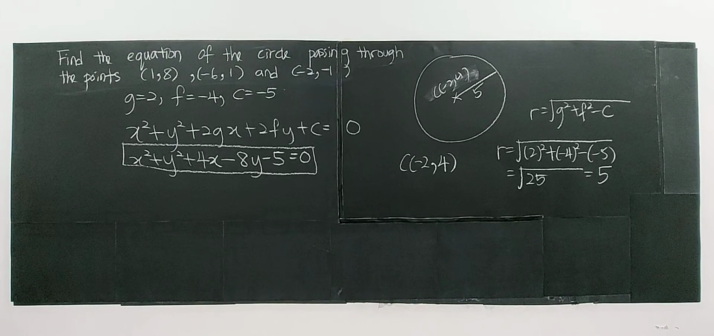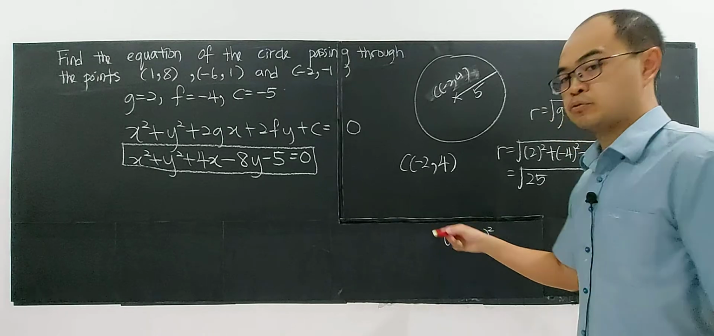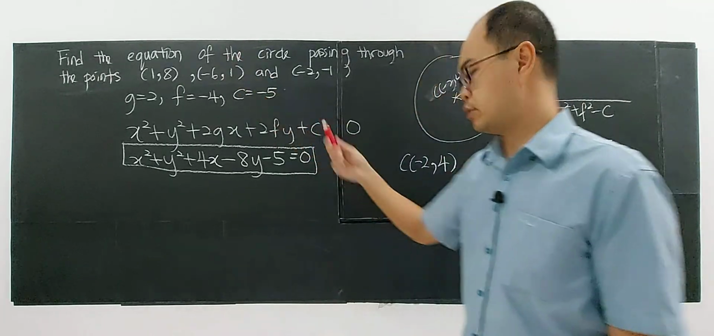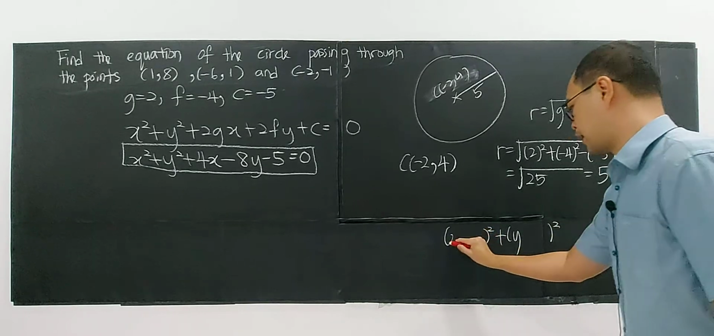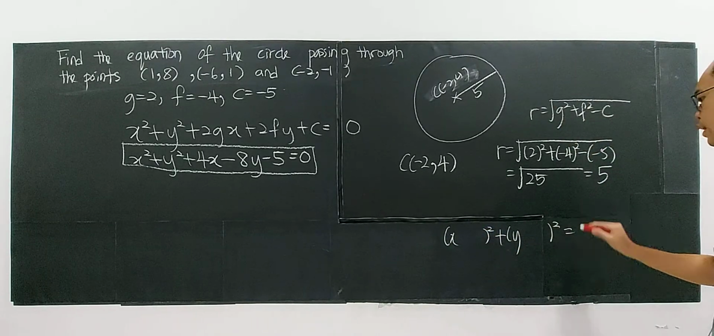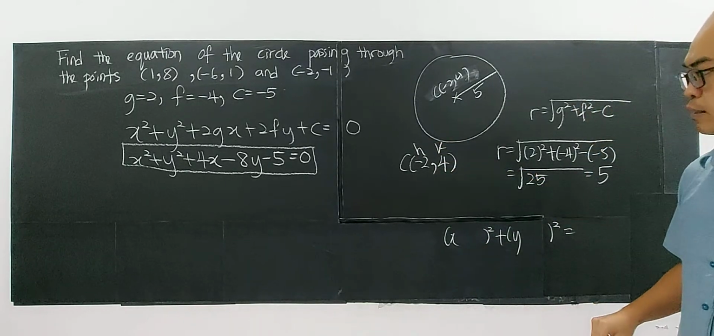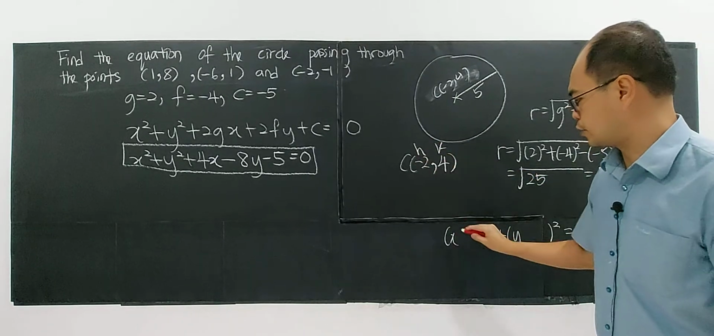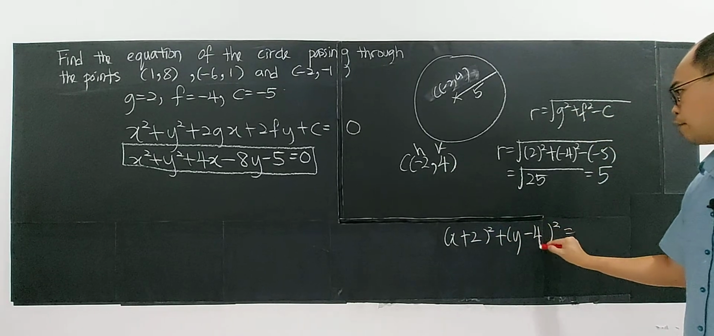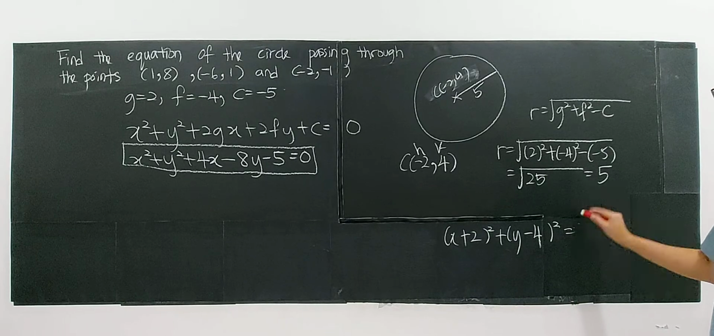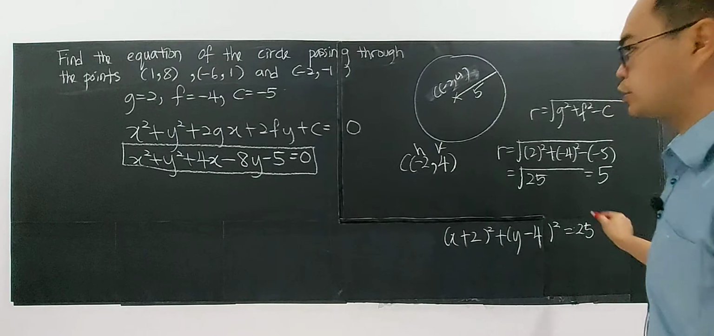And you can also find the standard equation. If the question is requesting the standard equation, you can rewrite this as x minus h, squared, plus y minus k, squared, equals r squared. This is your h and this is your k now, right? If you want to write in standard equation. So x minus h will become x plus 2, plus y minus k, which will be y minus 4, squared, and r squared, so it will be 25. This is the standard equation.